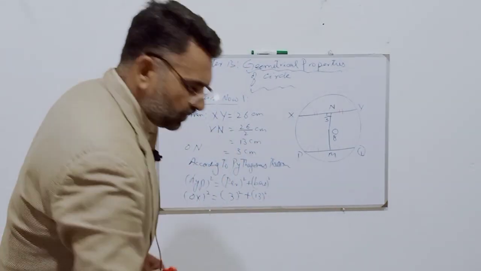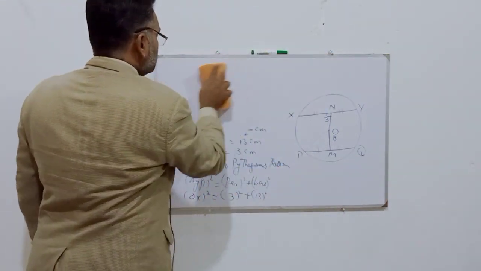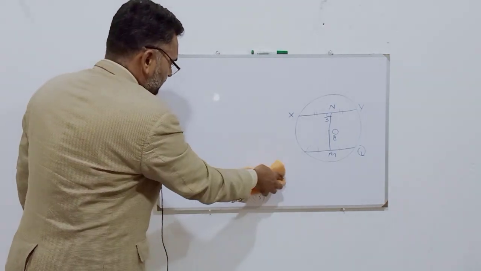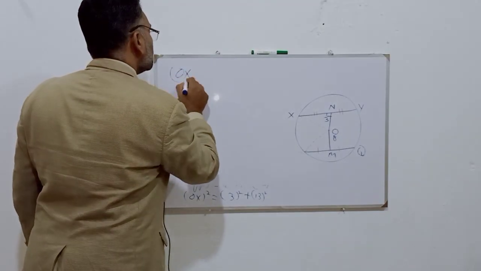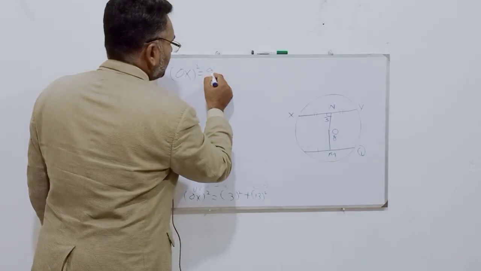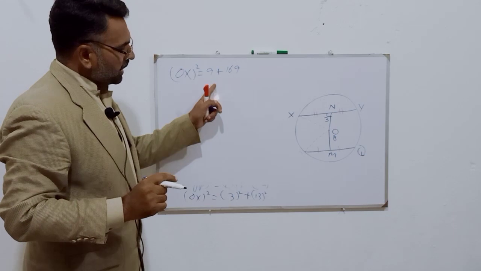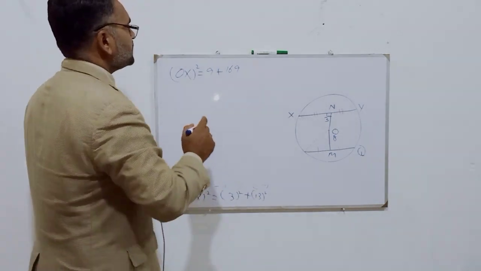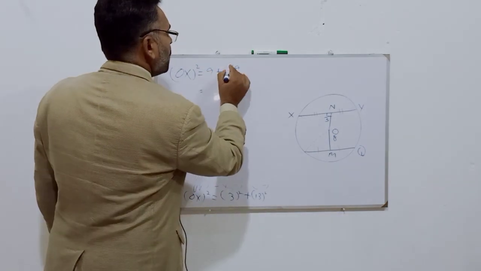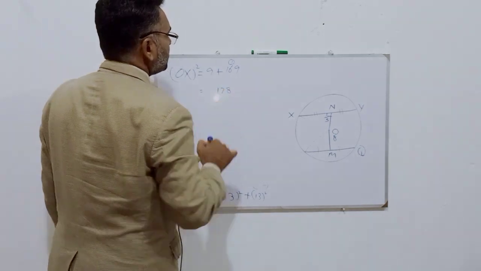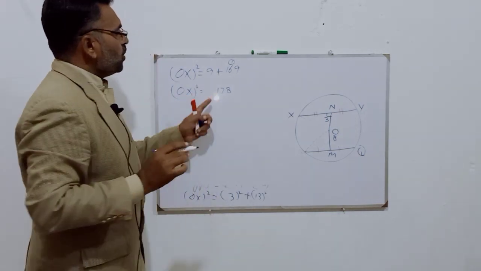Now students, we will use calculator or we can do the calculation manually, and I will write OX square is equal to 9 plus 169, because square of 3 is 9 and the square of 13 is 169, and when we sum up both the numbers, 9 plus 9 means 18, 1 carry, 6 plus 1 is 7, and it will be 178. So OX square is equal to 178.